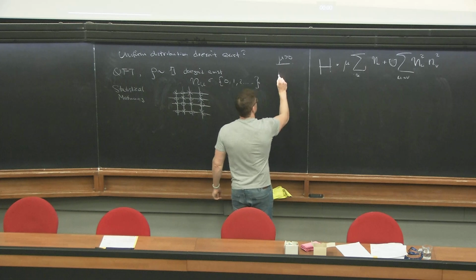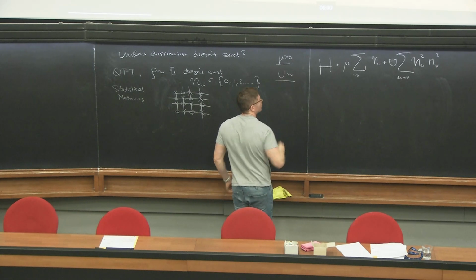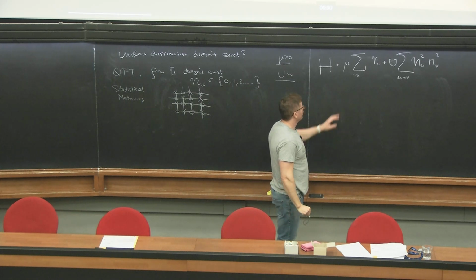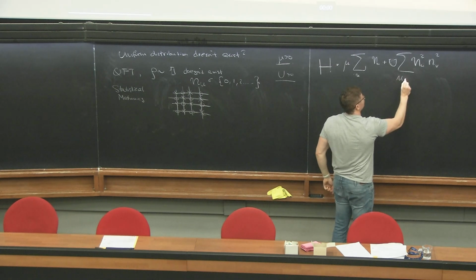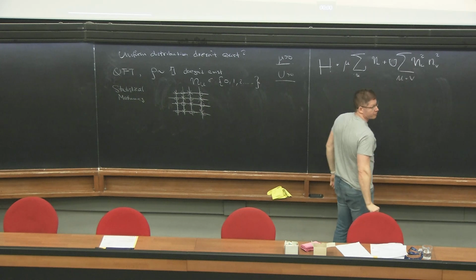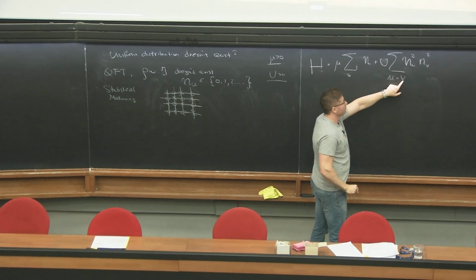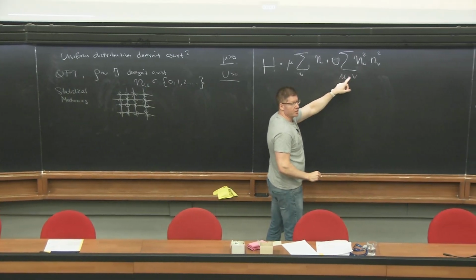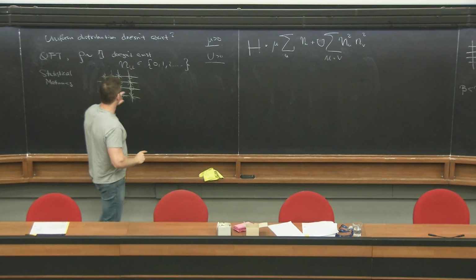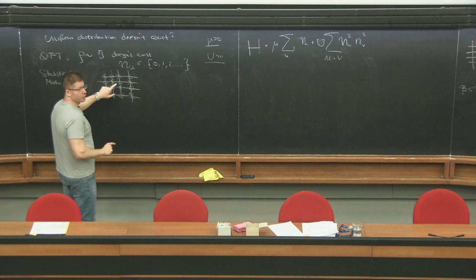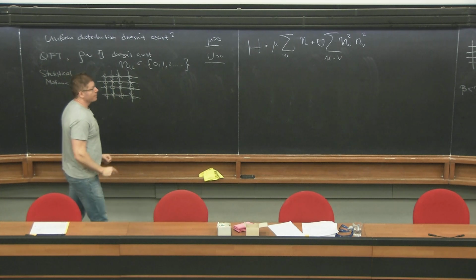Is the sum over all lattice sites or nearest neighbors? Is the interaction short range or long range? This symbol means nearest neighbors. Nearest neighbors, okay. So UV means that they're nearby. I don't count diagonal, only one connection. Okay?